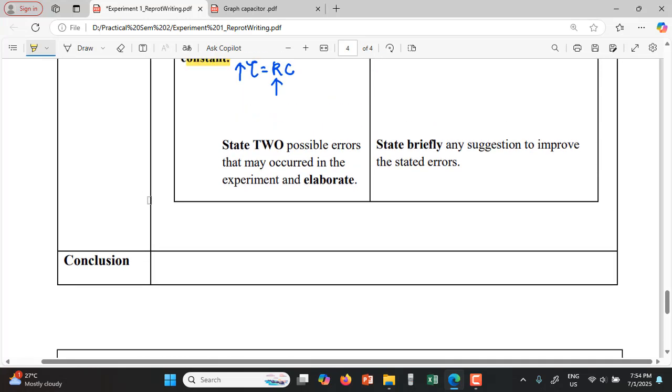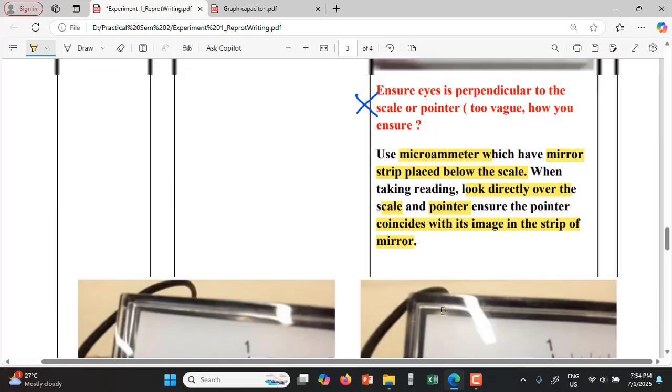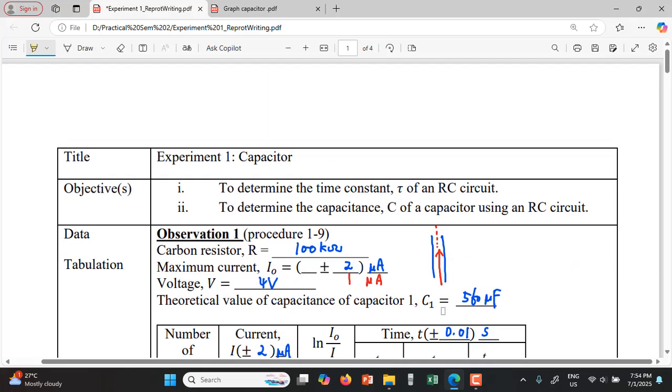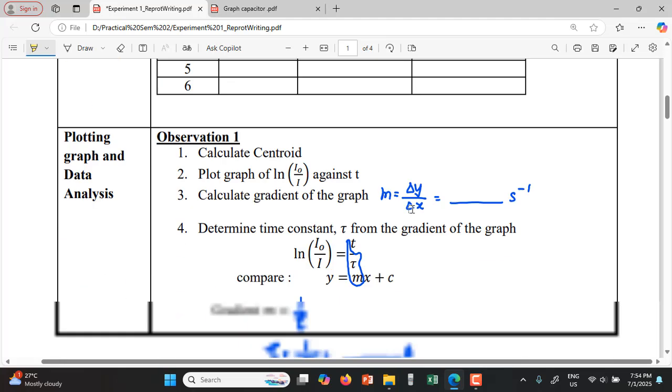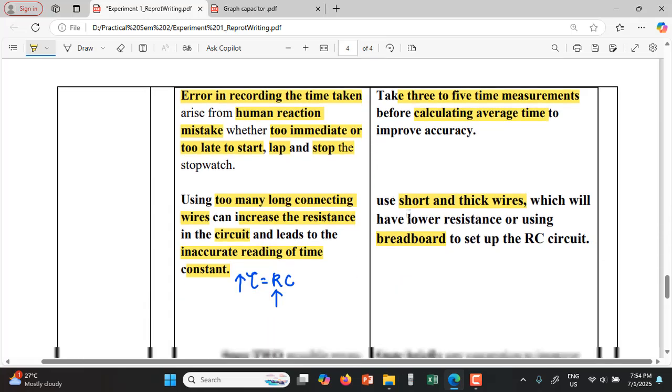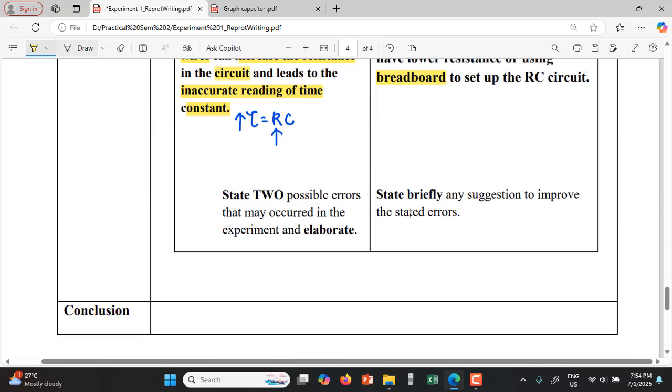Okay, so in your conclusions you have to answer the objective. So what is the objective of our experiment? Our objective is to determine the time constant for the RC circuit and the value of capacitance. So you have to note down or rewrite the value of time constant you obtain, and the value of C1 you obtain, and also the time constant when you connect two capacitors in parallel, how much is the value, and the effective capacitance you obtain when you connect two capacitors C1 and C2 in parallel.